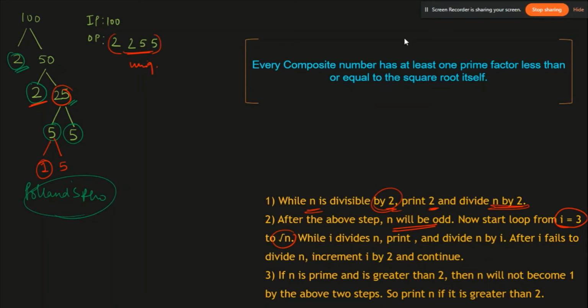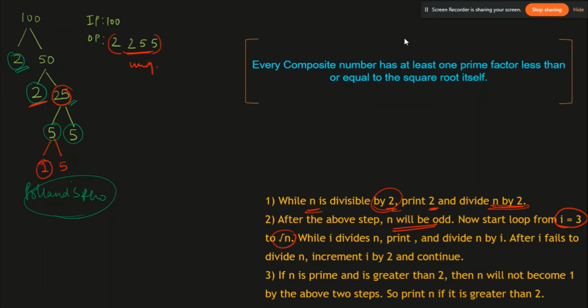So in the first step, we take care of all the even factors and divide by 2. In the second step, n is odd, and for further finding the factors, we start a loop from 3 to root n, and why root n is what we are going to see over here.